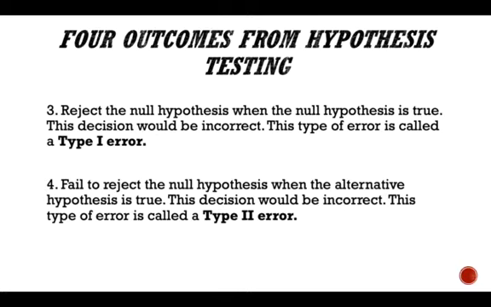Our next 2 options are our incorrect choices. We rejected the null hypothesis when the null hypothesis was actually true. So we said there was enough evidence to reject the null hypothesis when the null hypothesis was actually the true statement. We call this a type 1 error. This is obviously an incorrect decision. This is a type 1 error.